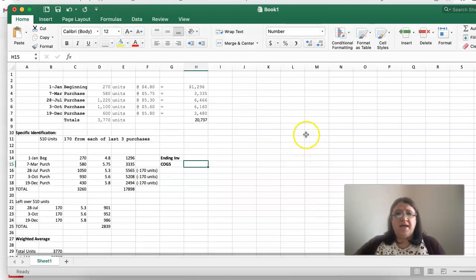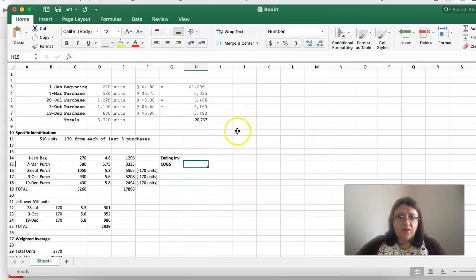So over here on my Excel spreadsheet, I gathered all of the information. We can see here that all of the beginning inventory and the purchases came down to a total of 3,770 units. The total money was 20,737. So we'll just start with specific identification. First off, we need to remember the 510 units are 170 each from the last 3 purchases.